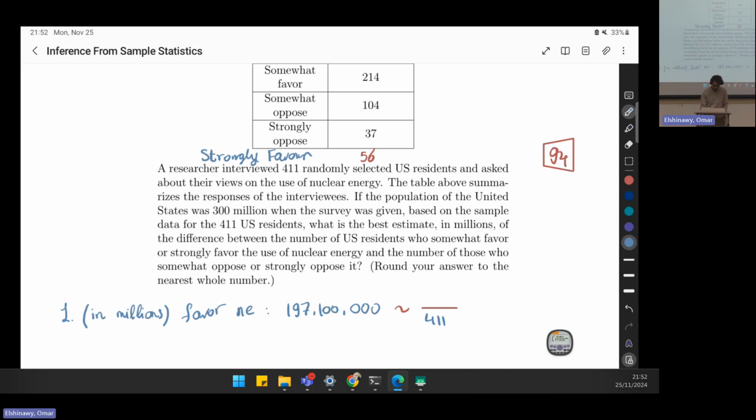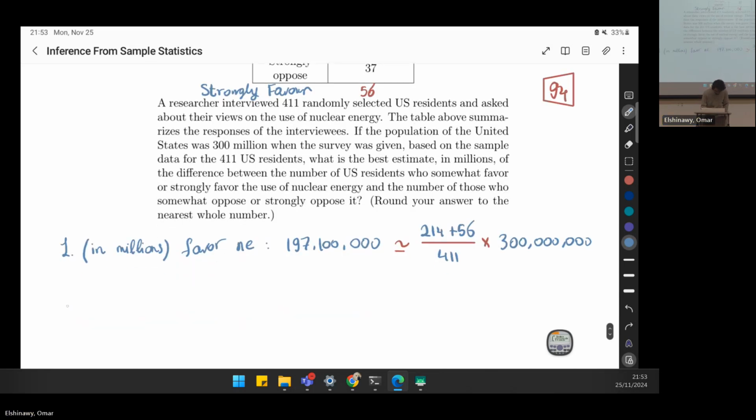The ratio between people who favor nuclear energy to everyone else is 214 plus 56. That's the ratio. You find this amount of people out of how many people? Out of 300 million. I think the million is just yes, that was correct. And you get this number. So you use the sample statistic and you make the assumption that it mimics the behavior of the whole population.